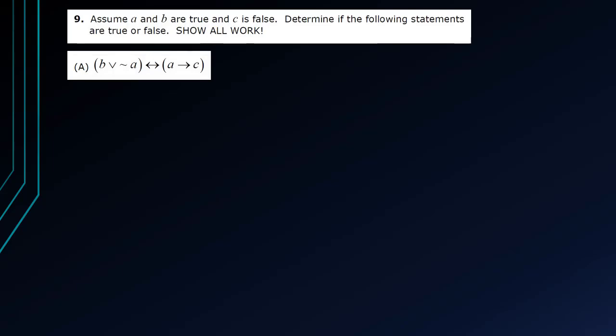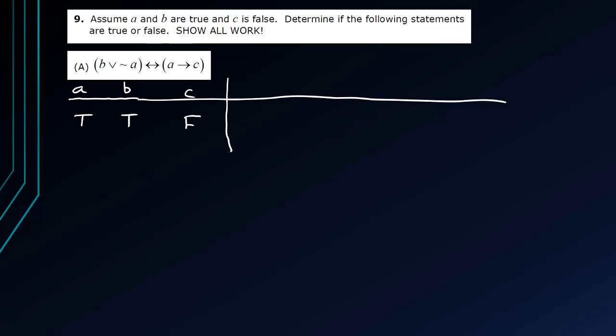For number 9, you're given this statement here. Assume that A and B are true and C is false. Determine if the following statements are true or false. So I still need to do a truth table, but I don't have to do a complete truth table. I have A, B, and C. There's three things here, and if I was doing that, I'd have to come up with 8 different options in order to test them out. But I'm only looking for the option where A and B are true and C is false. So that's the only instance I'm going to take into consideration.